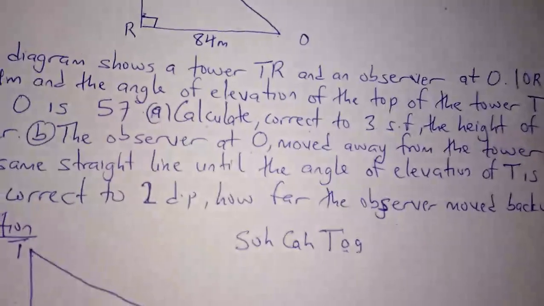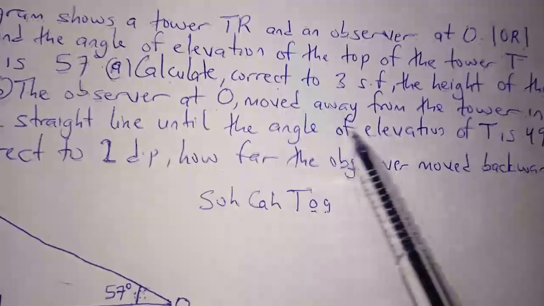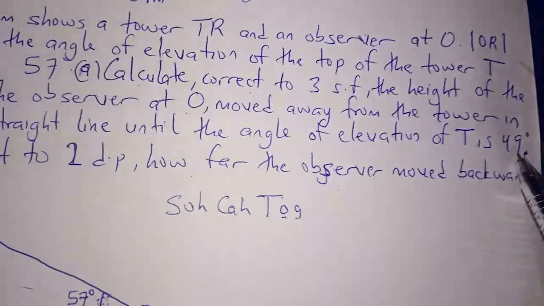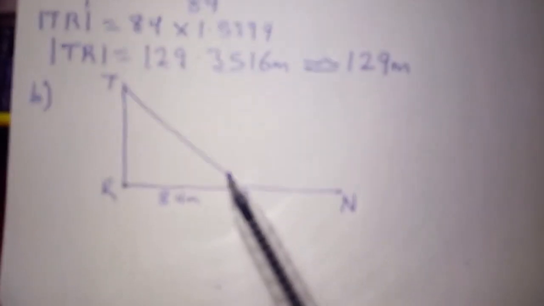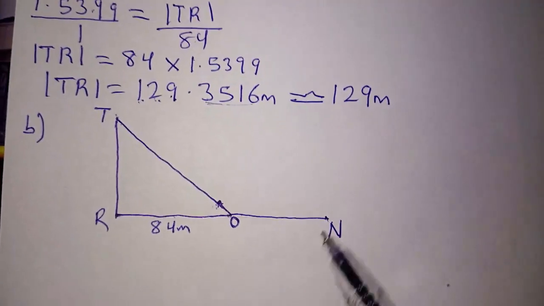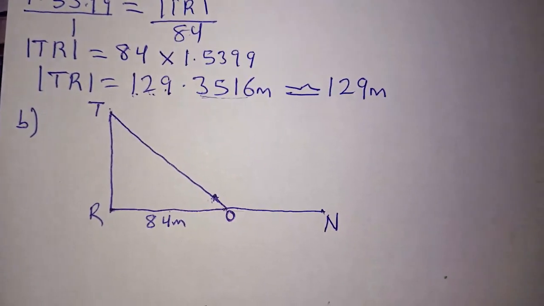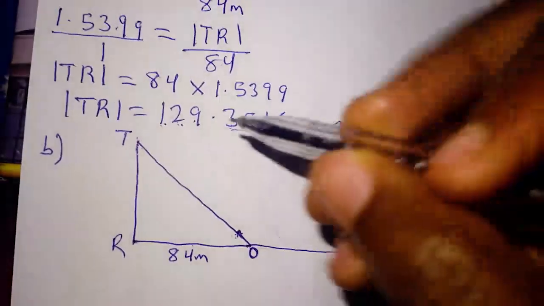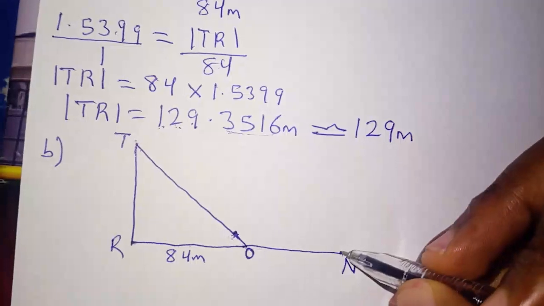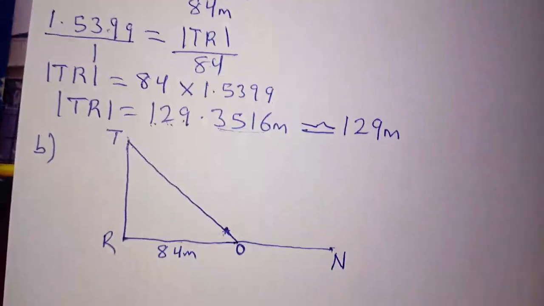They said after he has moved away a certain distance from the tower, the angle of elevation of T is now 49 degrees. So the angle of elevation of this top, when he was there, was 57 from the initial question. Now that he moved away, the angle of elevation of the top is now 49 degrees. It means the angle of elevation from here to this top is now 49 degrees.